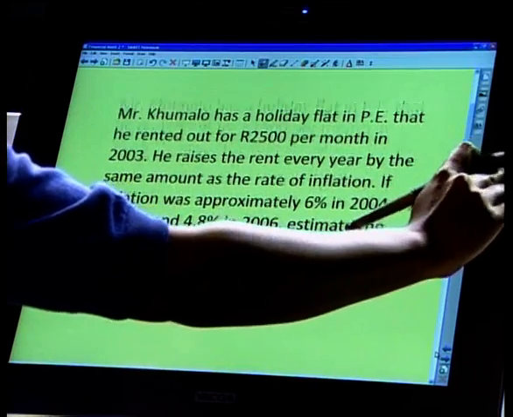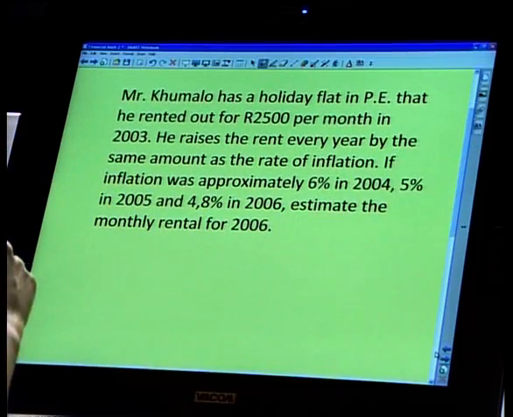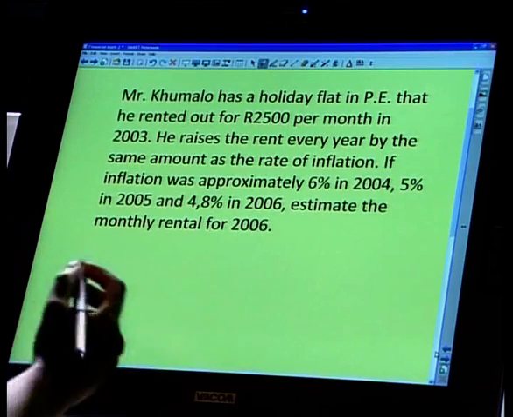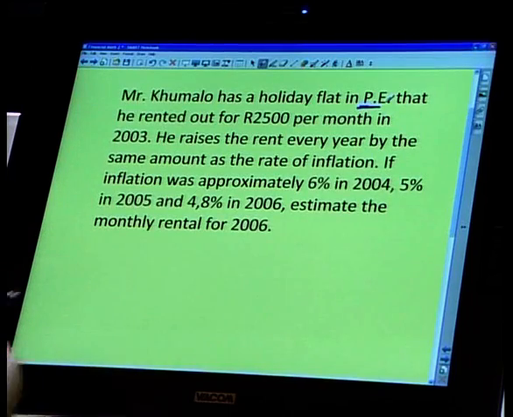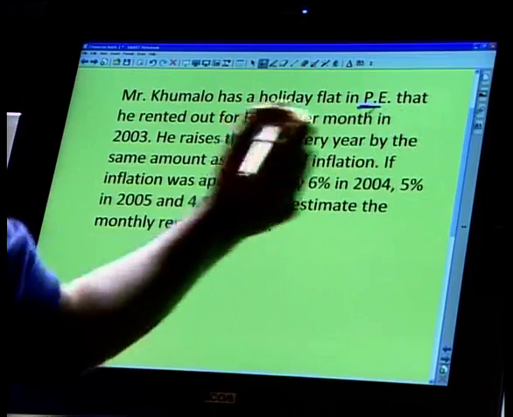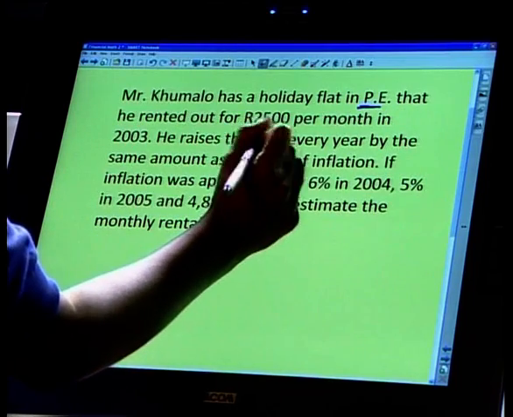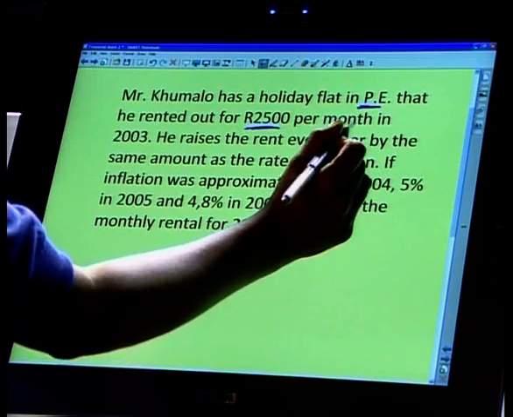Guys, we're now going to look at the next example on inflation, and in this one, we are going to be looking at Mr. Khumalo. We are told that Mr. Khumalo has a holiday flat in PE. PE is short form for Port Elizabeth. Everyone wants to go on holiday in PE, I think. That he rented out for 2,500 Rand per month.